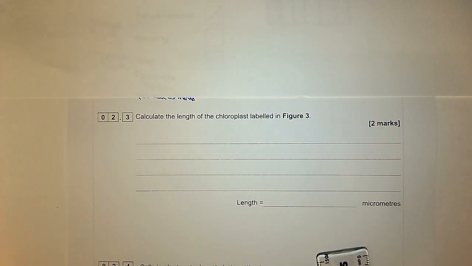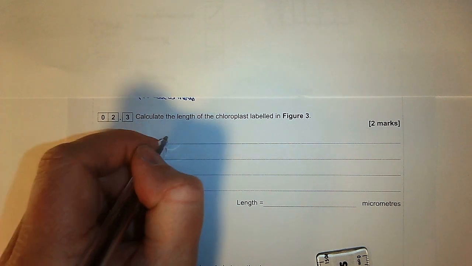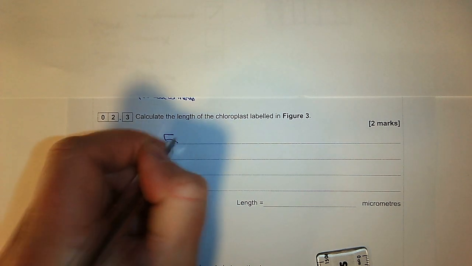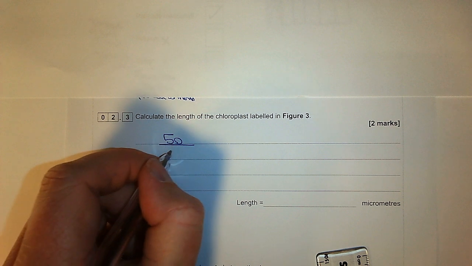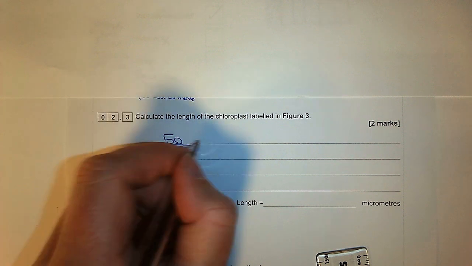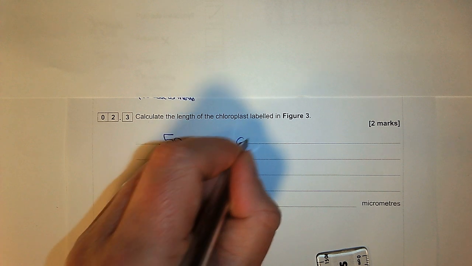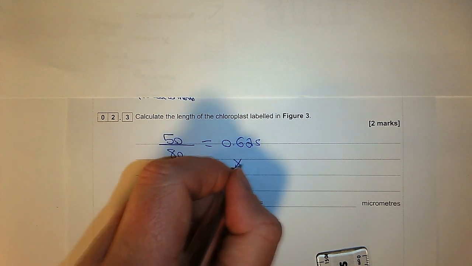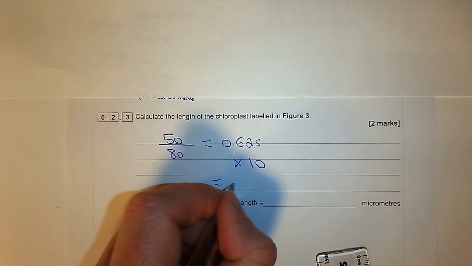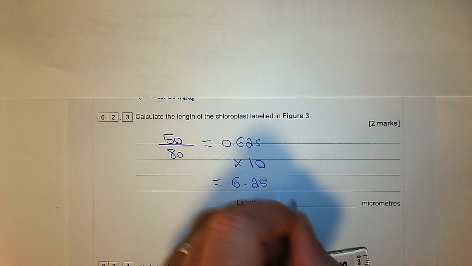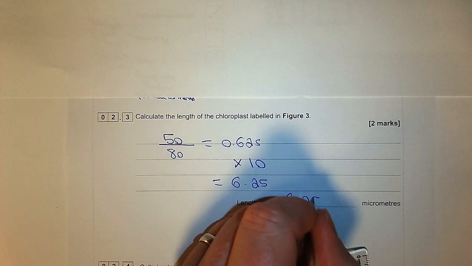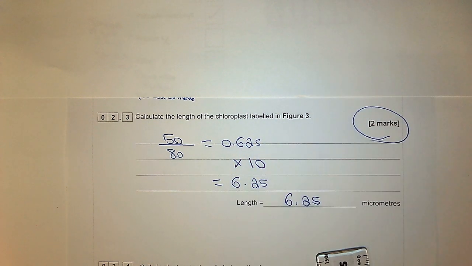So going back to this, calculate the length. Well, we divide 50 micrometers by 80 millimeters, that equals 0.625, and then we multiply that by 10 to get an answer of 6.25. So our answer is 6.25. 2 marks.